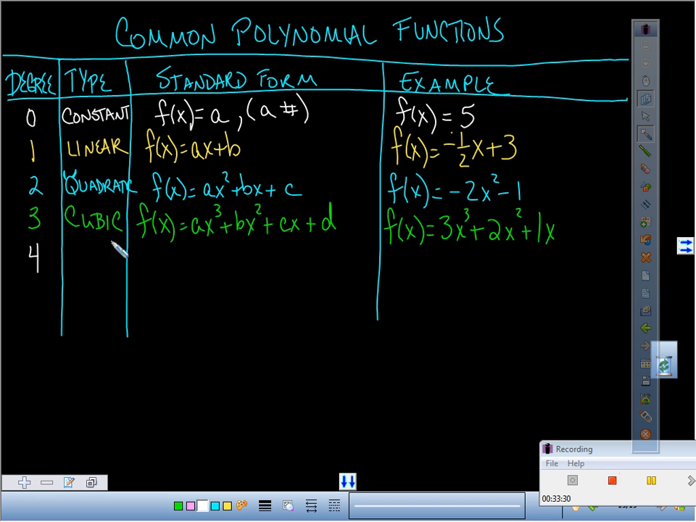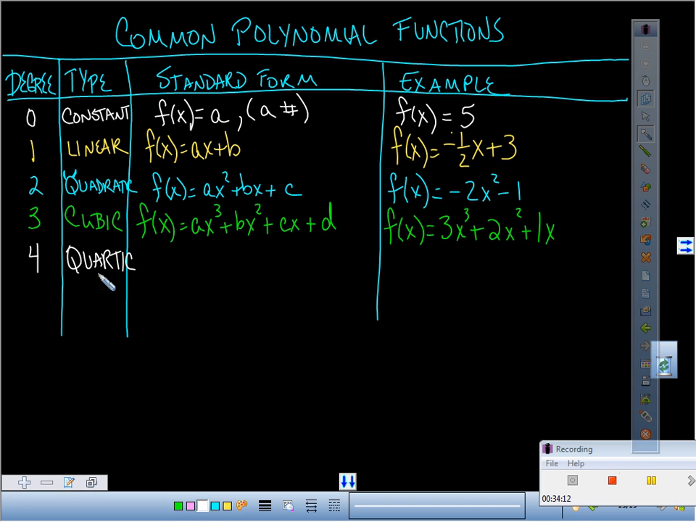A quadrilateral. It takes 4 of these to make a dollar. Quarters. This is called a quartic. A quartic function.